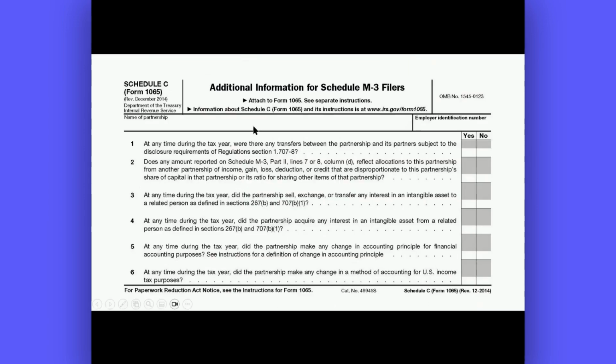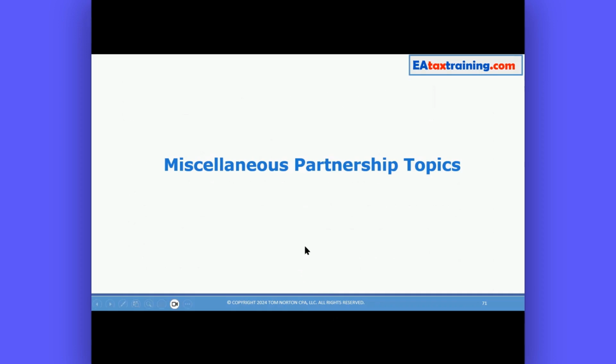This is that Schedule C of Form 1065, which is additional information. So this is just check boxes that you have to say during the year, did you have any of these other things? Again, the IRS is just looking for other items that they might want to take a closer look at upon an audit. So now we've got just a couple of miscellaneous topics with partnerships.